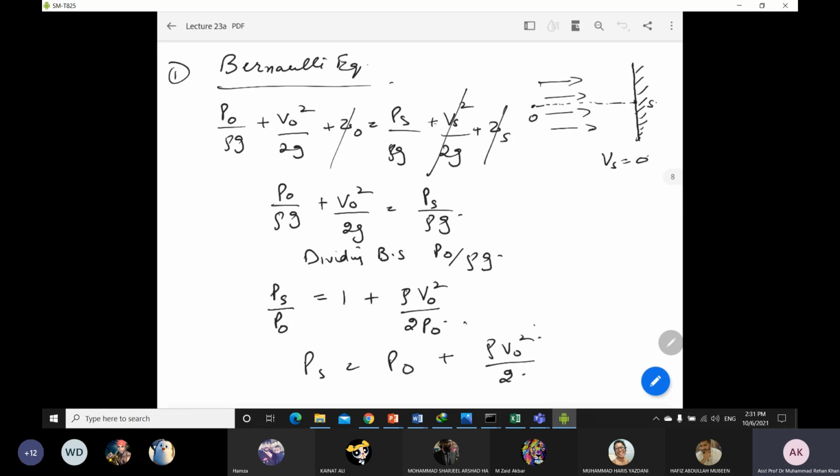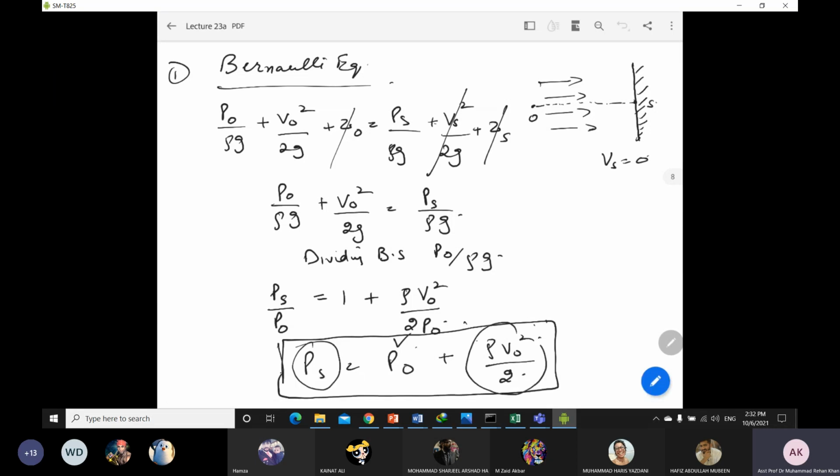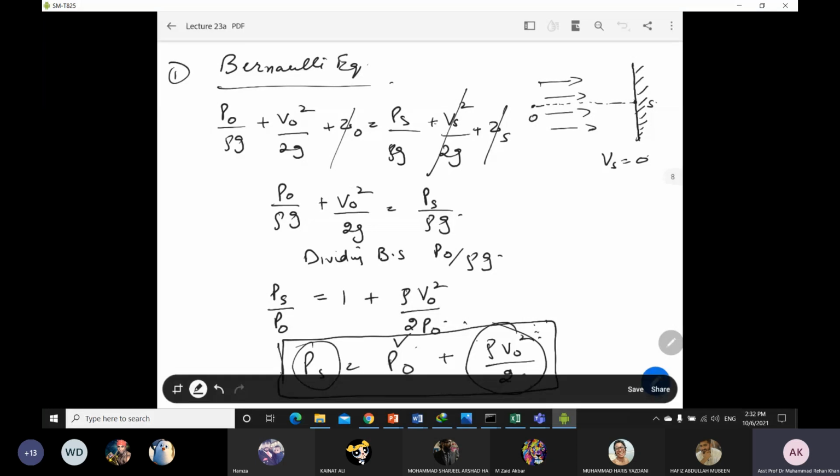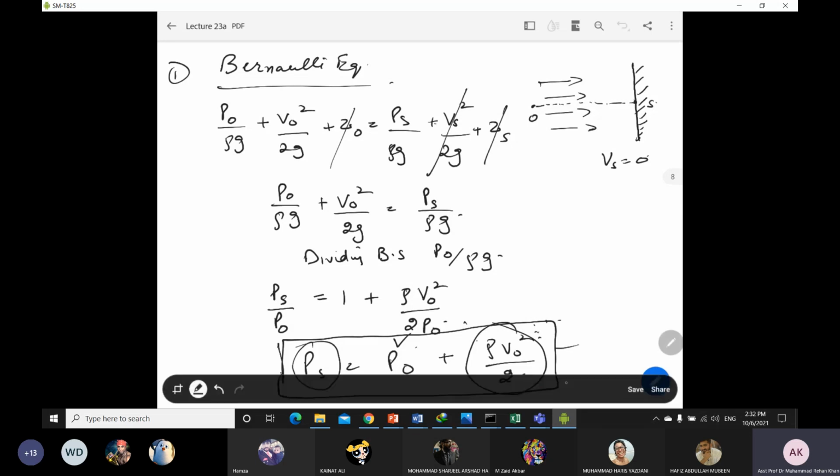From this equation, you can figure out that the pressure at the stagnation point is higher than the pressure at point O, where the flow started, by the term rho V naught squared divided by 2. So you will always get stagnation pressure higher than the pressure at point O. You have to note down this equation because it is an important equation which we will use for further analysis. If you have any question, you can also ask me.